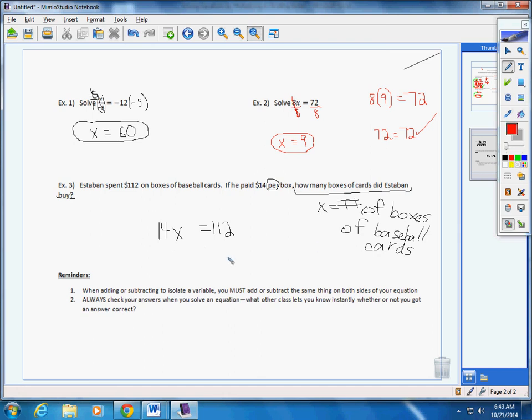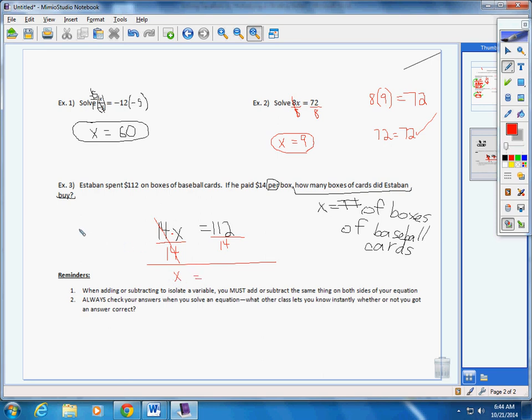And then just like up above, we know how to solve this. All we want to do is get the variable by itself so that we can figure out how many boxes of baseball cards he bought. So this is 14 times x. So of course you want to do the inverse. You want to do the opposite of multiplication. You want to divide. So we're going to divide the left side by 14. We're going to divide the right side by 14. 14 divided by 14, of course, is just 1. So you're left with 1x, or just x.